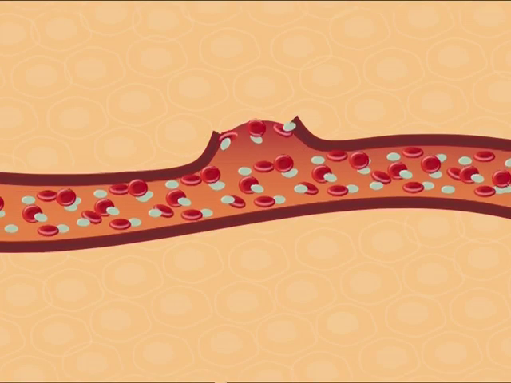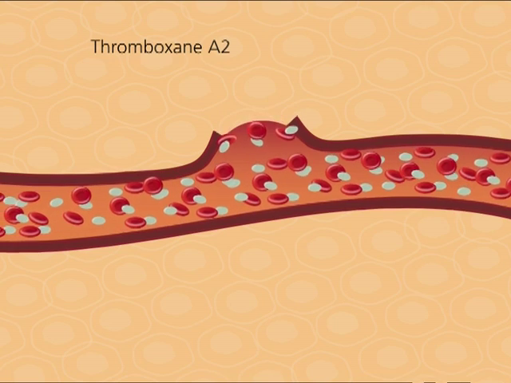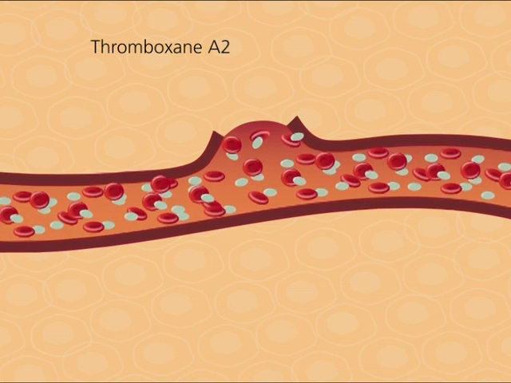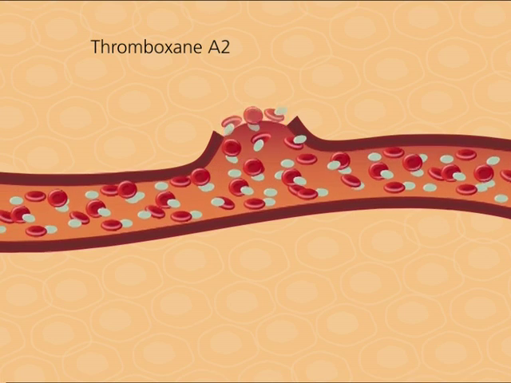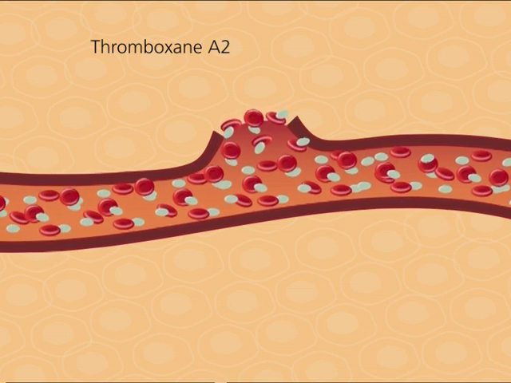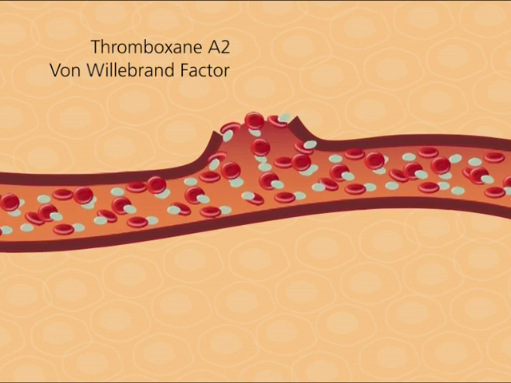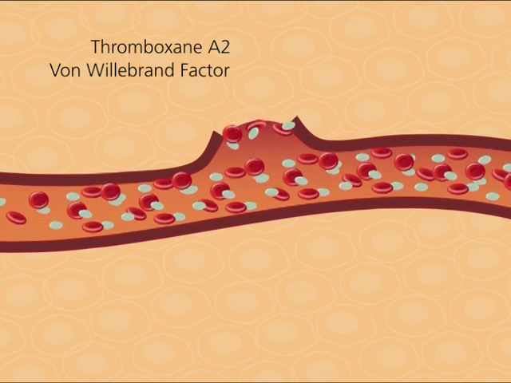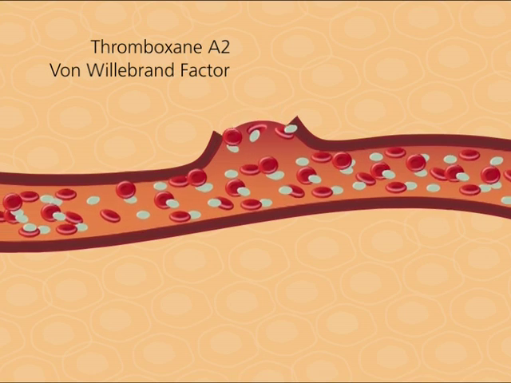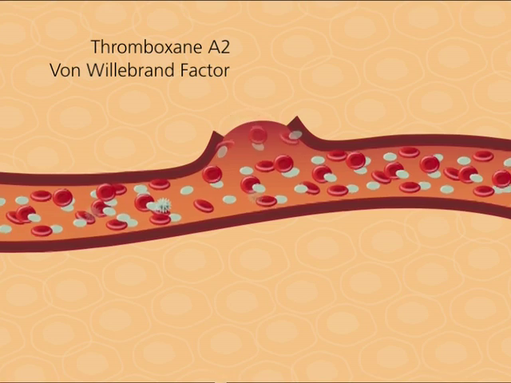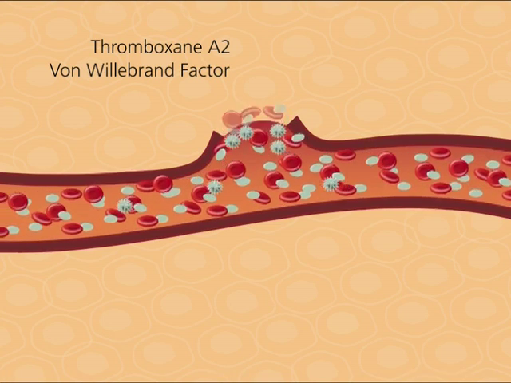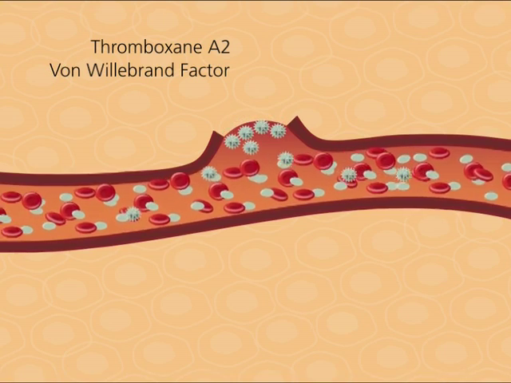Vasoconstriction in the region of injury results from the release of thromboxane A2, a major enzymatic product of platelet activation, which causes vessel wall constriction. Von Willebrand factor is secreted by the endothelial cells and binds to exposed collagen fibers at the wound surface. Platelets then adhere to the wound through their interaction with bound von Willebrand factor. This process constitutes platelet adhesion.